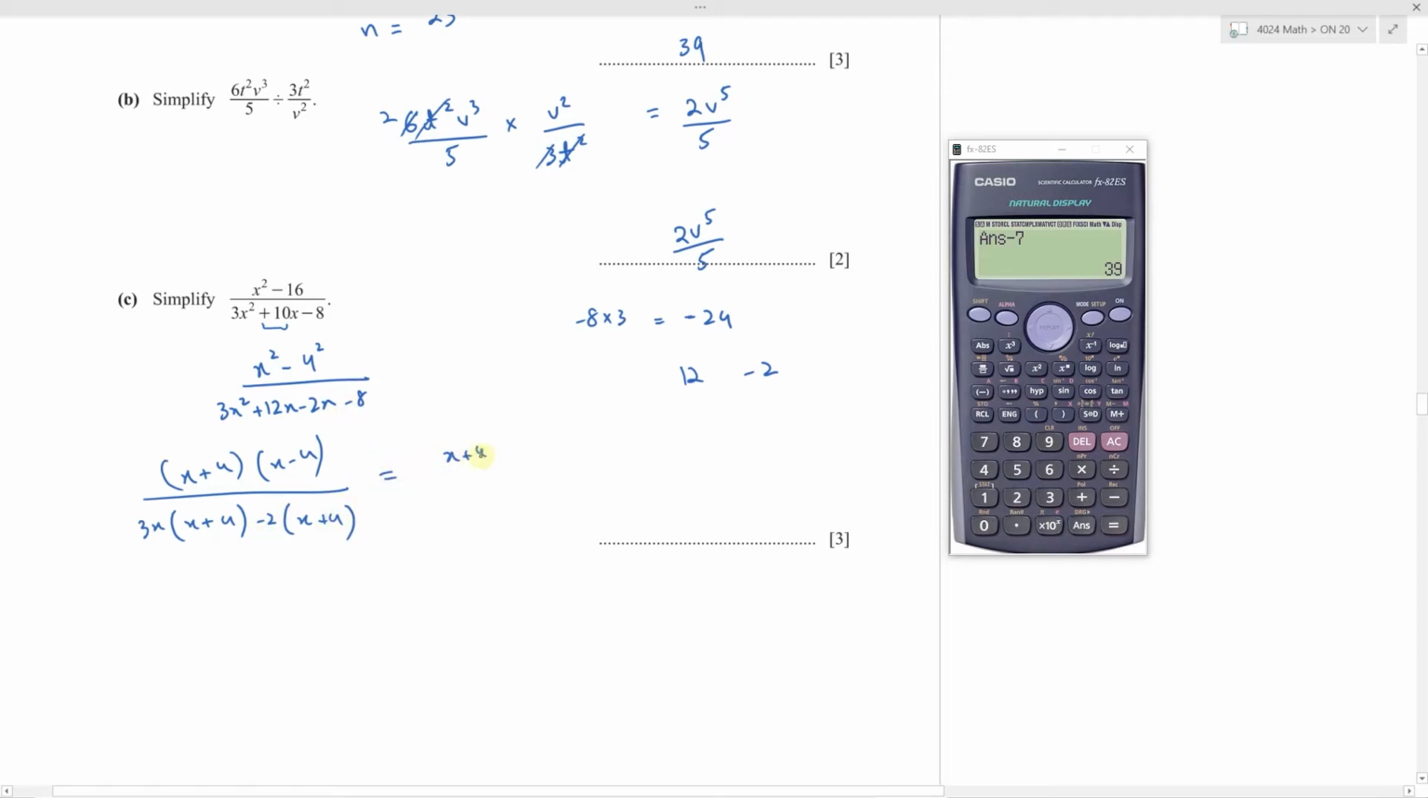So this will be x plus 4 into x minus 4 divided by x plus 4, which I can take common, and then 3x minus 2. X plus 4 cancel out. X minus 4 over 3x minus 2. So this will be your answer.